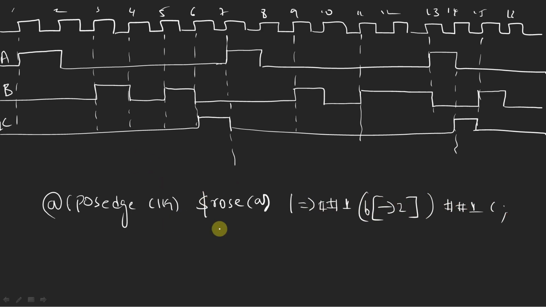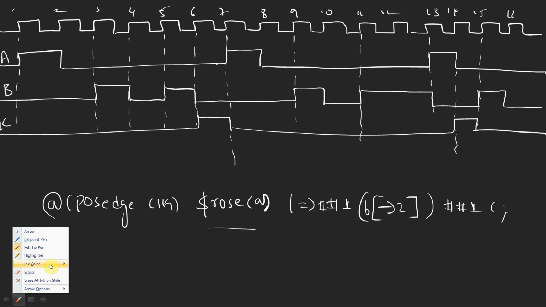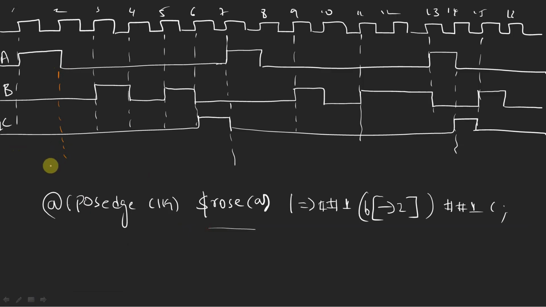Now, where is this $rose(A) getting satisfied? Let me change the color. So here my $rose(A) is true. So assertion checking will be started at this region. At the third edge, your B value is equal to 0. And at the fourth edge, your B value is equal to 1. That is, it is high for one time. And here again, it is high, so B is high for 2 times. Next, in the next cycle, what is your C value? C value is equal to 1. So the condition is satisfied, and the assertion will pass here.